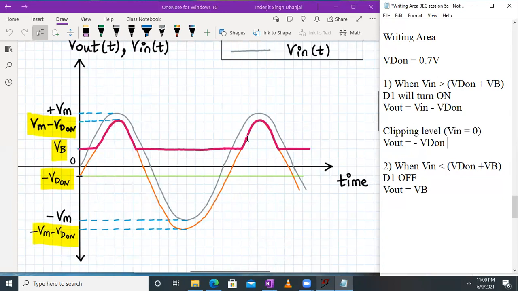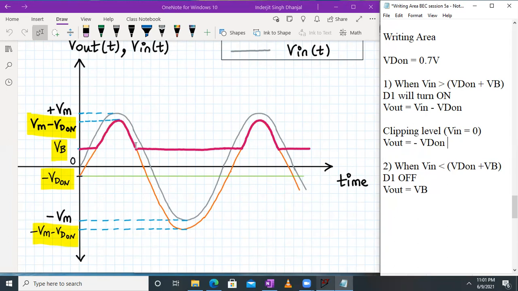And now we have to determine when will the diode turn on and when will the diode turn off. Okay, so whenever diode is on, the output will follow the input, but with a shift of VD on. So you see, whenever the tracking level is being completely followed, output is exactly following the tracking level. That means output is following the input, but with a shift of VD on. So this is what is happening.